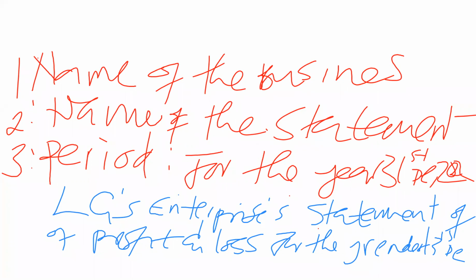Then from the business name, you go to the name of the statement, and the statement in this respect is the statement of profit and loss, or the statement of income, which is also called the statement of comprehensive income, for the year ended 1st December 2023. Is that clear? I think you are fine with the title. You will put the proper title on top of your statements. I've guided you on how you write the format.